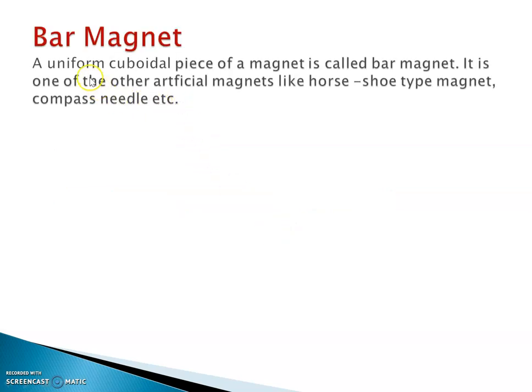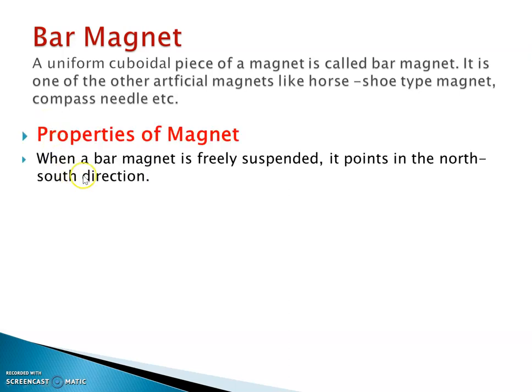First, this is the definition of a bar magnet. It is nothing but a cuboidal piece of a magnet. It is an artificial magnet like other magnets. A few of its properties are very important. This is the first property. When we freely suspend a bar magnet, it always rests in a particular direction. Its one end will point towards south and the other end will point towards north.